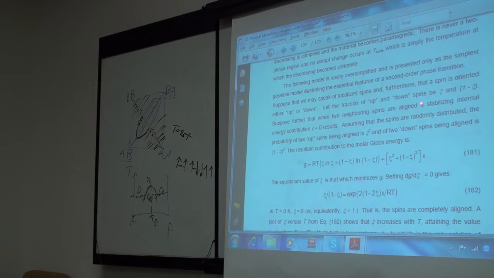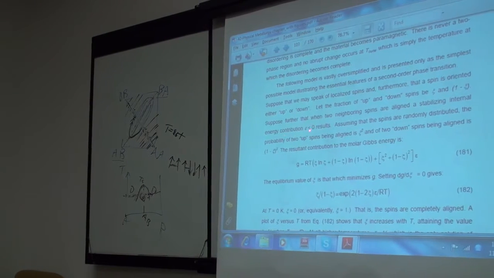So let the fraction of up and down spins be xi and 1 minus xi, and when two neighboring spins are aligned, there's a stabilizing internal energy epsilon.